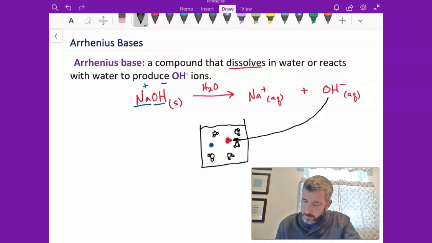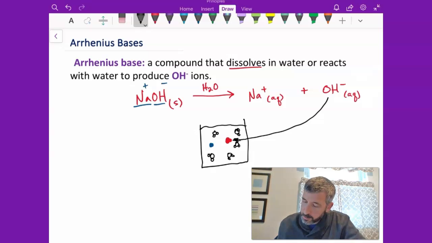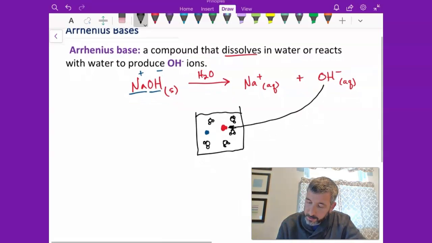And what we've just drawn is an ionization equation. So we talked last time about ionization of acids and how they produce hydronium. Well, this is the ionization of a base. It's simply dissolving. So in a base, you can usually recognize it because the formula ends in OH.